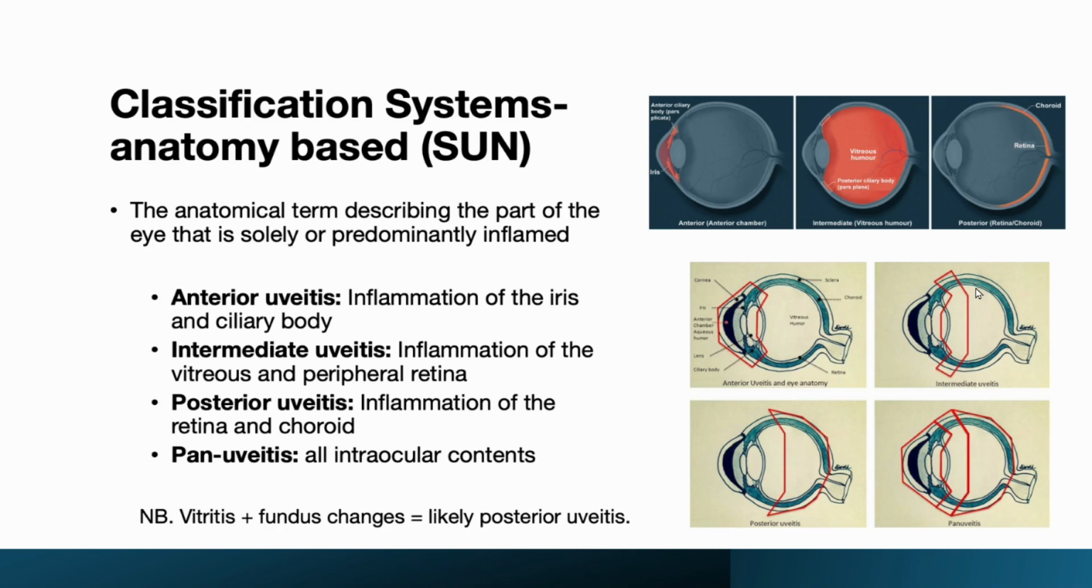So a key diagnostic feature of posterior uveitis is the presence of fundus changes. These changes can range from retinal choroidal lesions or vascular abnormalities, which we'll discuss later. Finally, panuveitis is when all parts of the eye are involved.